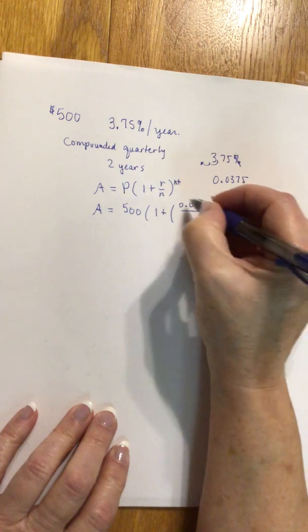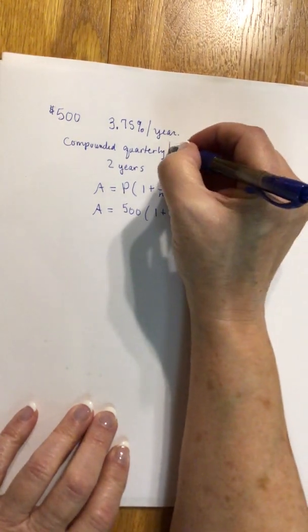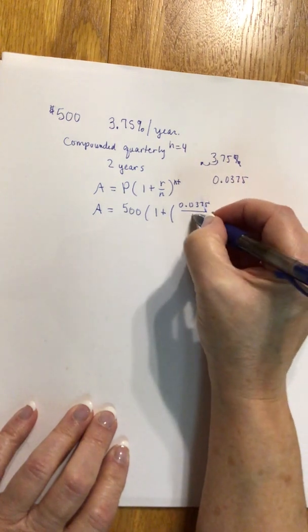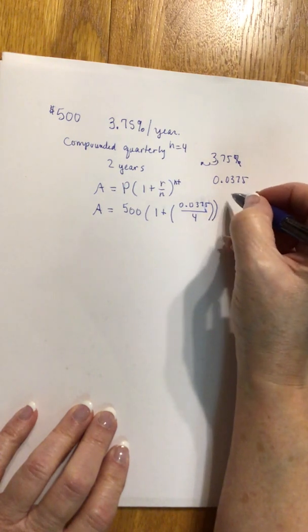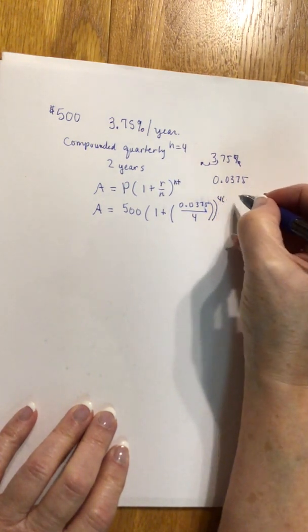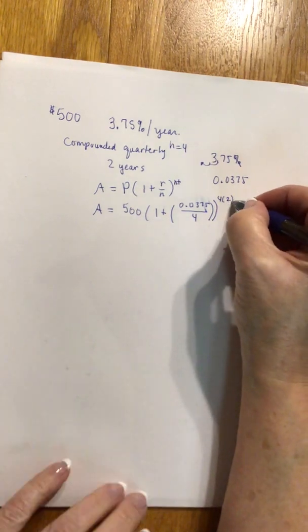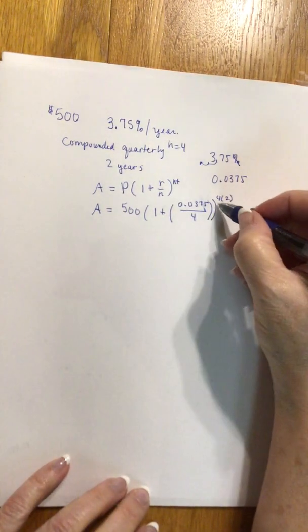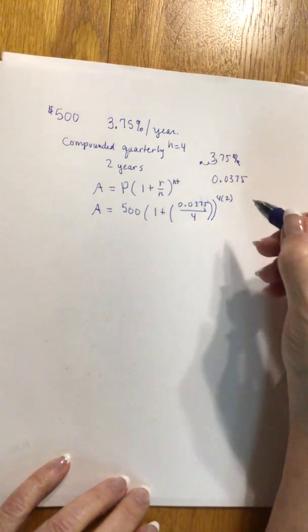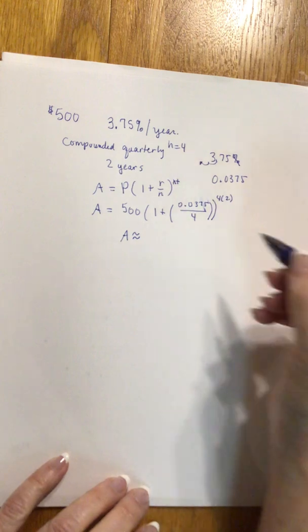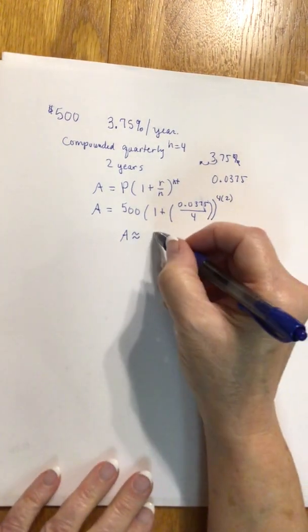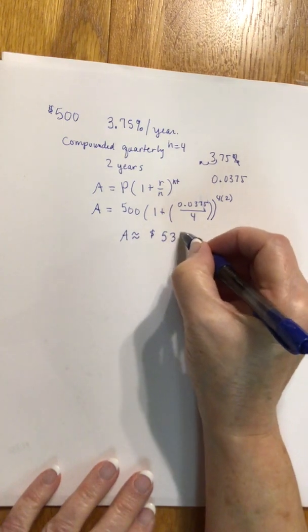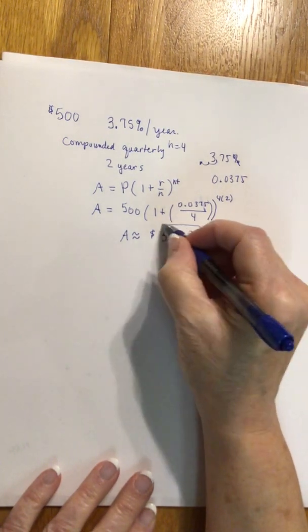0.0375 over N, but N is quarterly. Quarterly means N is 4 times, right? So we're going to put in a 4 in that parentheses and in that exponent. And I'm going to get N, which is 4, times T, which is 2 years. So when I put this in my calculator, I would put this in as an 8. Give everybody a chance to plug it in their calculator and see what they get. Rounding it to the nearest penny, you should get $538.75.